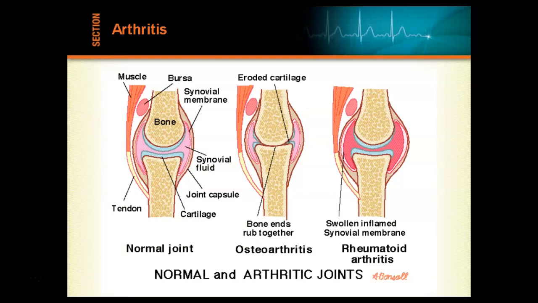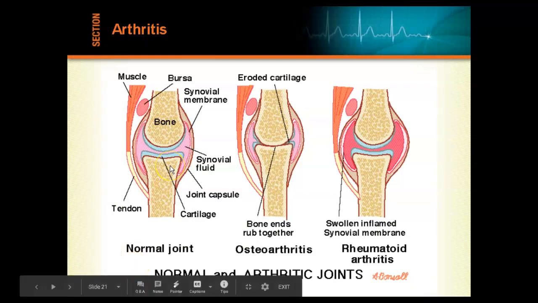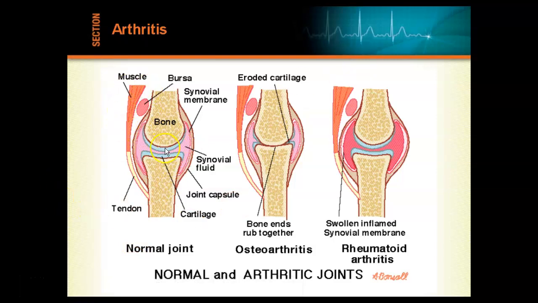So here are some pictures of arthritis, the different types of arthritis. This is what the normal joint should look like. You've got the bone, then you've got cartilage, and then you have these nice fluid-filled sacs that are surrounding your bones, okay? The bursa is one of those.